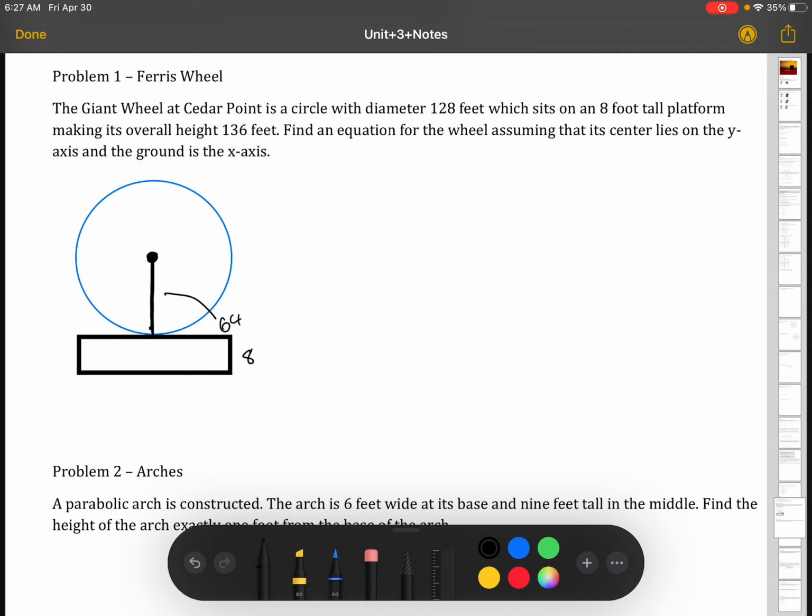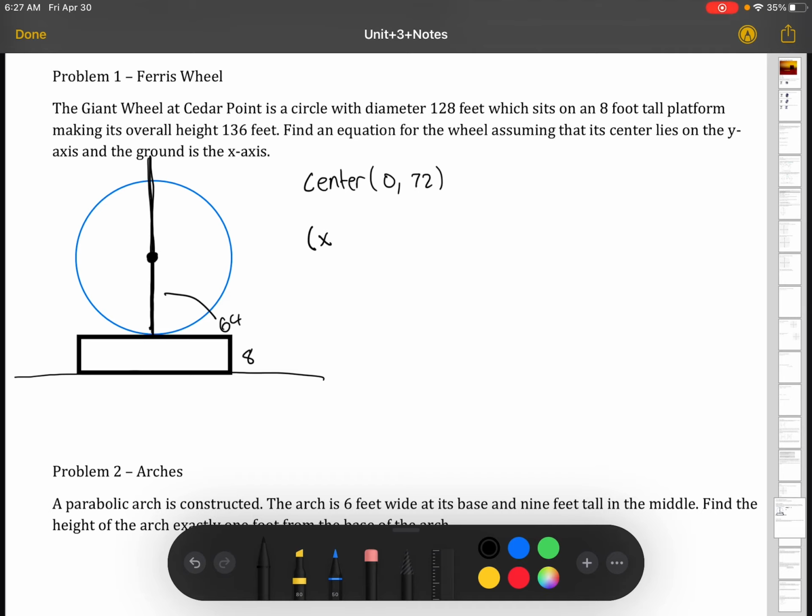So if we assume the ground is the x-axis and the center is on the y-axis, then we know that the center is (0, 72), and it's 72 because we have to add the 8 and the 64. So the center is (0, 72).